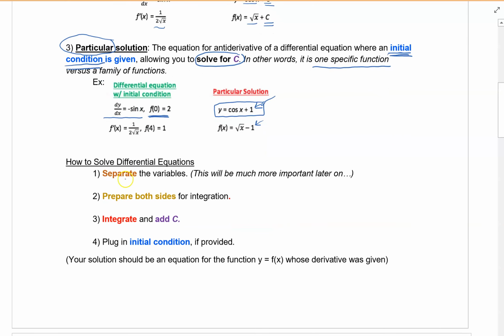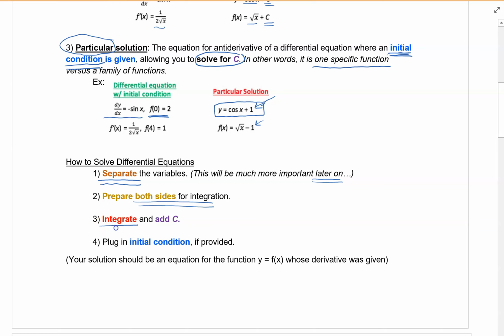The first thing we do is we separate the variables. Now, in this chapter, chapter 4, this step is not going to be as important, but I'm going to stress it every time because later on in chapter 5, when we have both x and y in our derivatives, this will become very important. So we're just going to build the habit in now while we're doing some of these easier versions of differential equations. So we prepare both sides for integration. You'll see what I mean by that in a moment.